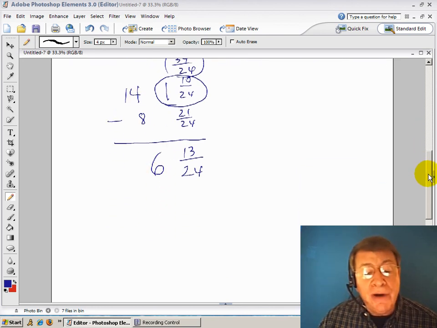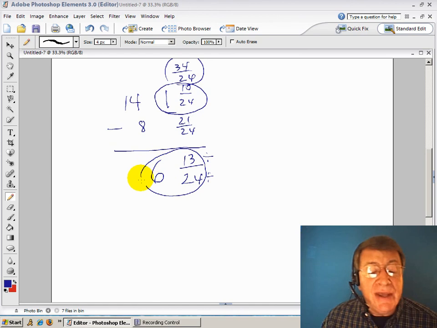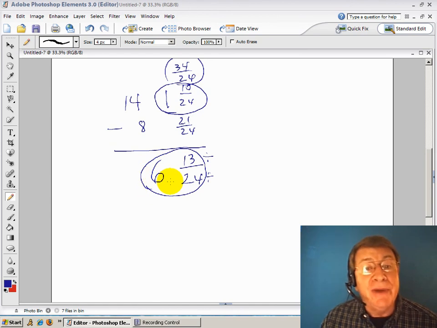Now that could be our final answer, unless one of two things happens. Is this a fraction that can be reduced down? Well, no number will divide into top and bottom evenly, and as you can see, this 6 and 13 24ths is my final answer.